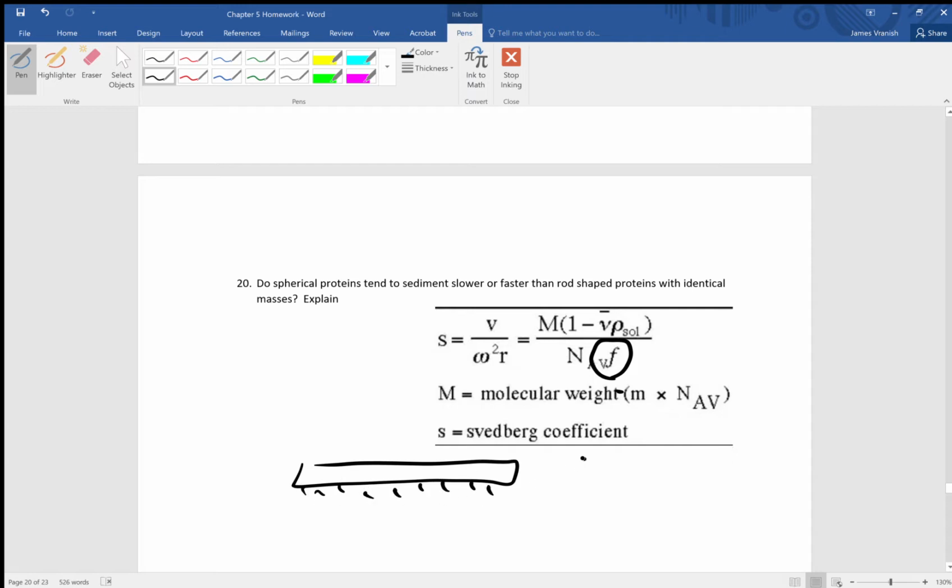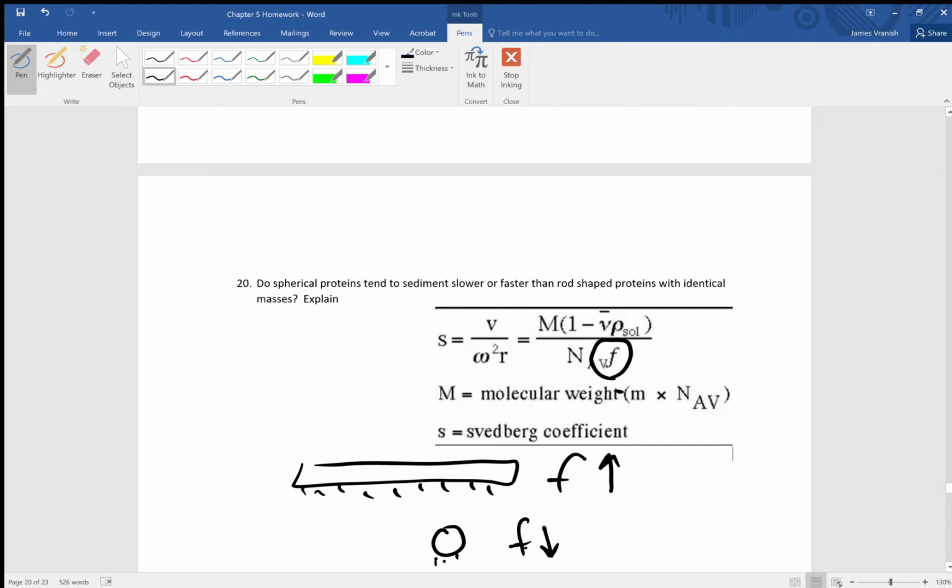And so because of this, elongated proteins tend to have greater friction, whereas spherical proteins, all right, they have less surface to be able to interact with other molecules, and as a result, the frictional coefficient of a sphere is minimal, right, compared to all other shapes.